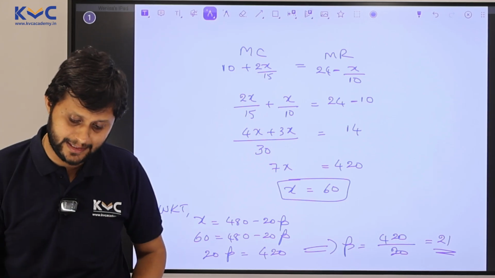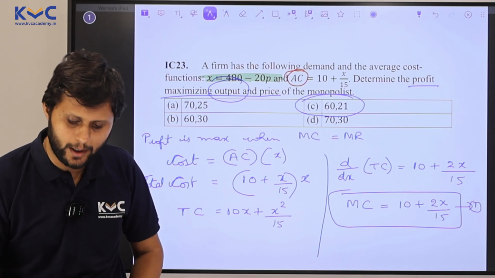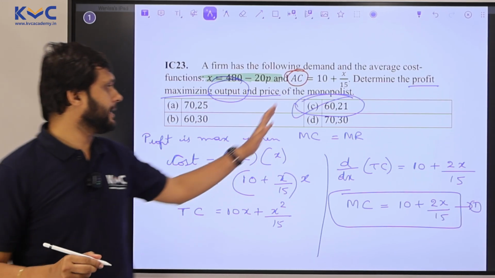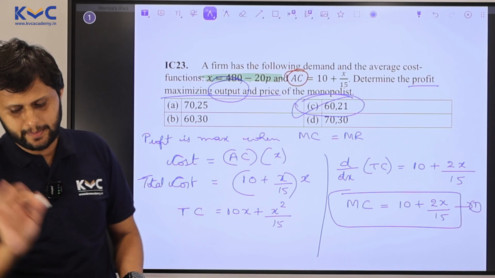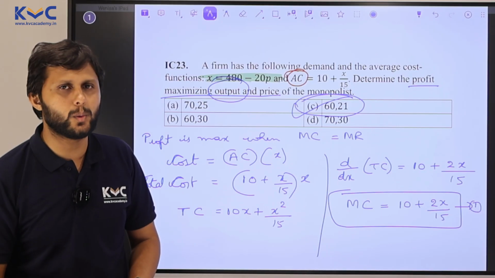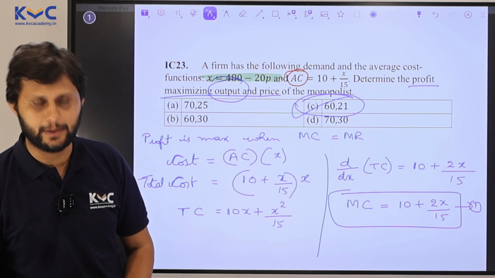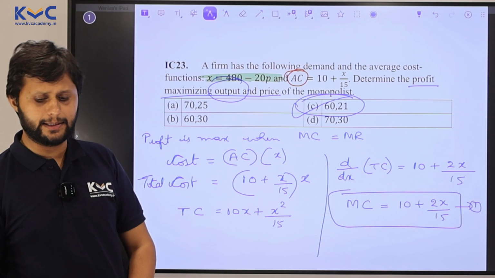We have two options with x equal to 16 and price equal to 21. Option C is the right answer. Also remember, this question is from the institute material and the option is slightly wrong over there. So I've corrected the option over here as I have typed it out once again. So fine, that's how we get the answer for this one.